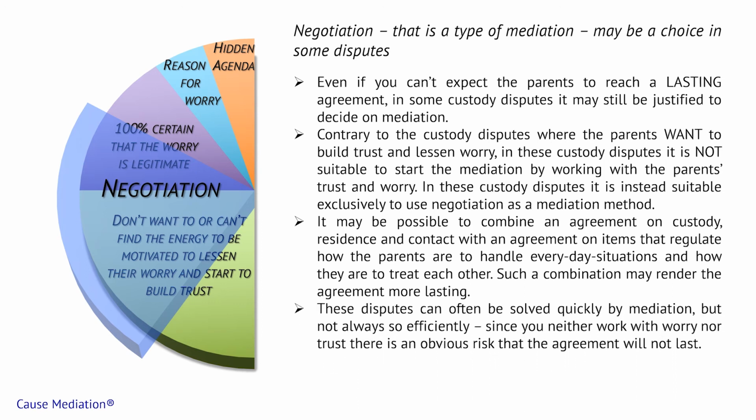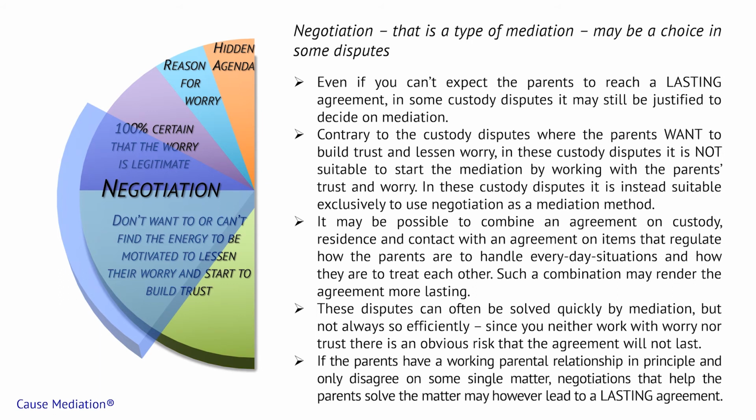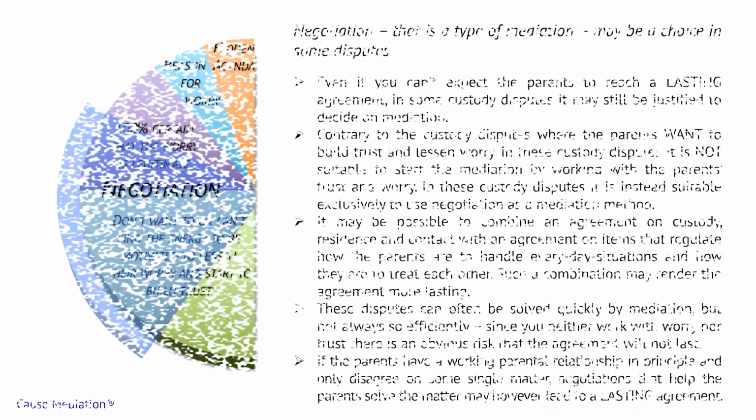These disputes can often be solved quickly by mediation, but not always so efficiently. Since you neither work with worry nor trust, there is an obvious risk that the agreement will not last. If the parents have a working parental relationship in principle, they don't need to lessen worry or build trust, and only disagree on some single matter. Negotiations that help the parents solve the matter may lead to a lasting agreement.